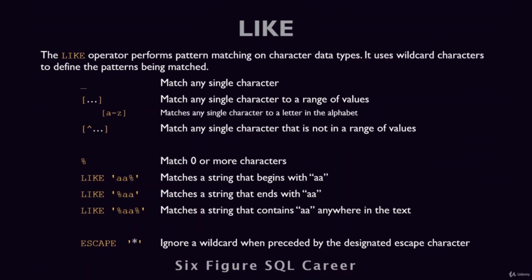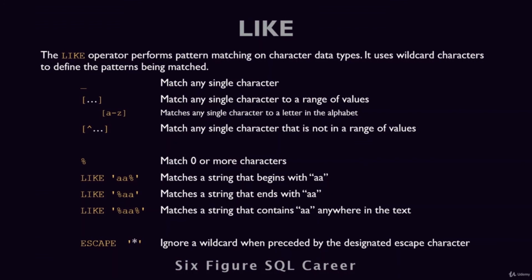The like operator performs pattern matching on character data types. It uses wildcard characters to define the patterns being matched. The first wildcard is the underscore character, which matches any single character in a character string. Next, if I wanted to match any single character to a range of values, I can use square brackets to list the values I want to filter for. In the square brackets, I can use the hyphen character as an abbreviation for a range. In this example, matching any alphabetical character from A to Z.